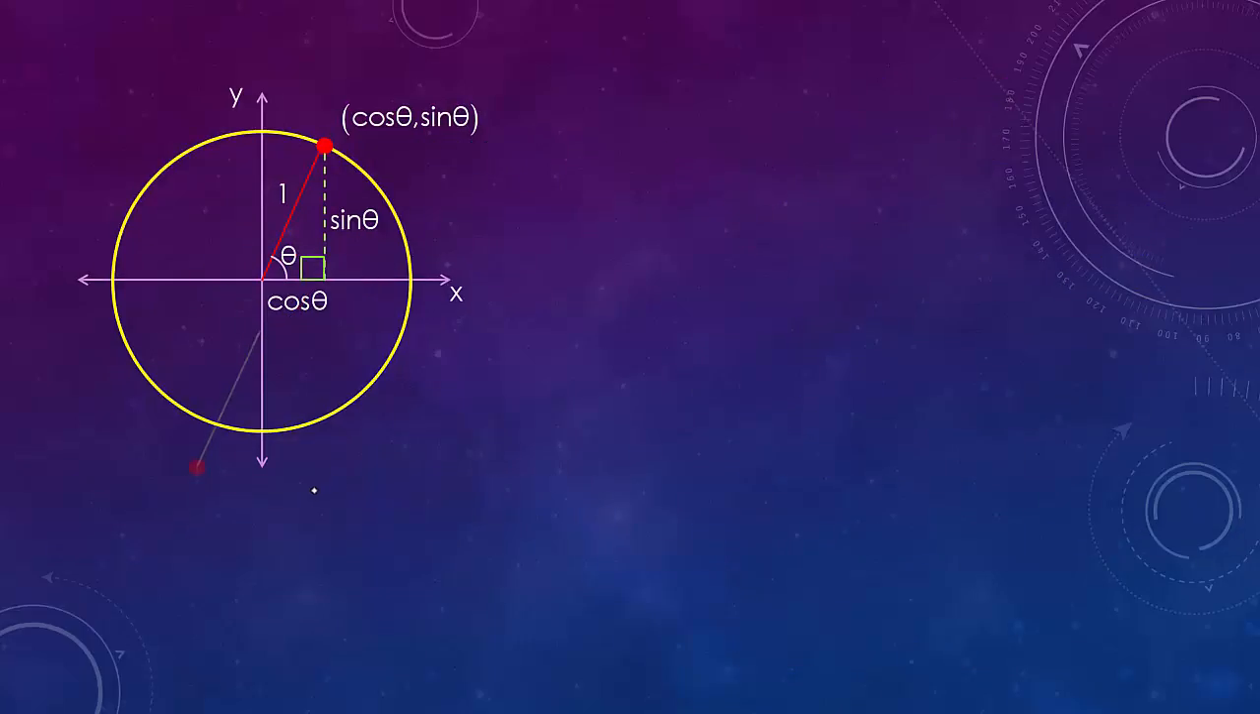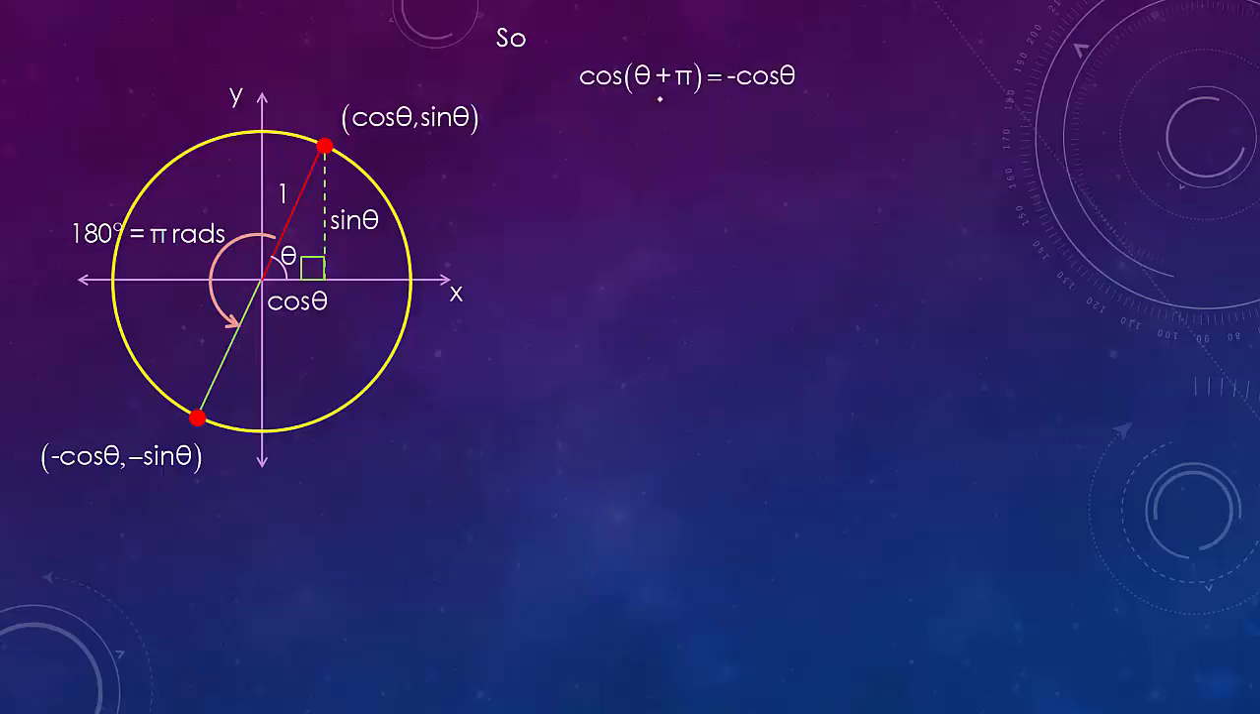Now consider going around just 180 degrees or pi radians. It should be clear that this point would have coordinates negative cos theta and negative sine theta, because it's just sticking out the opposite way from the origin. So that tells us that cos of theta plus pi is negative cos theta, and that sine of theta plus pi is negative sine theta.